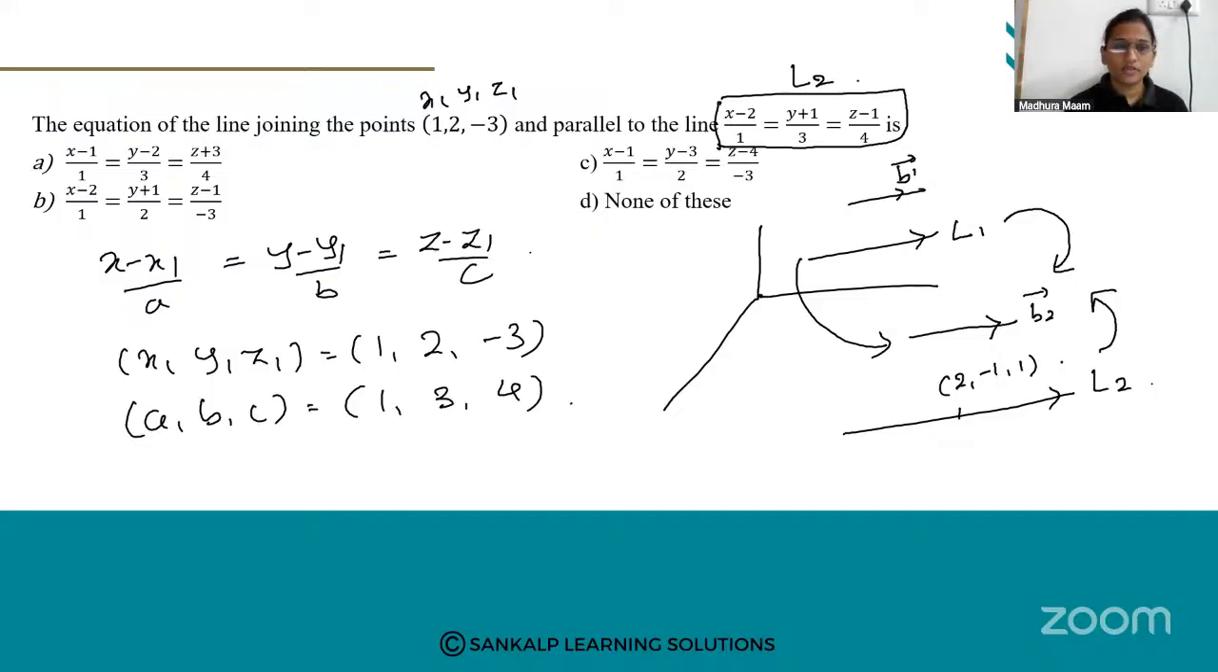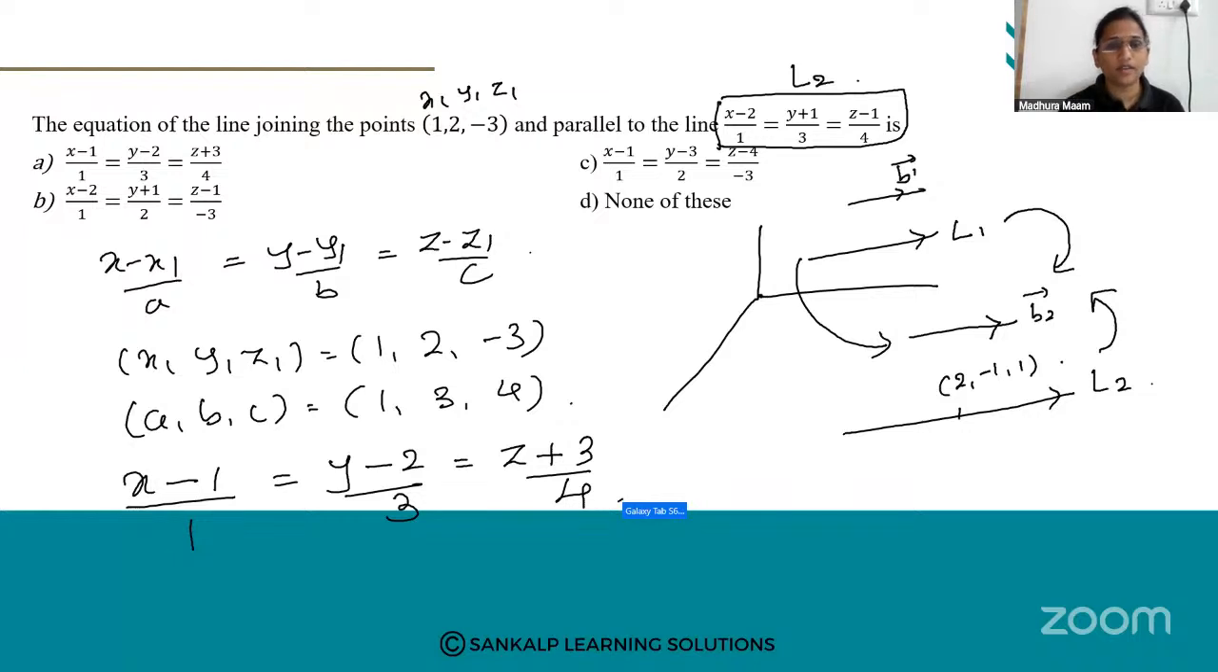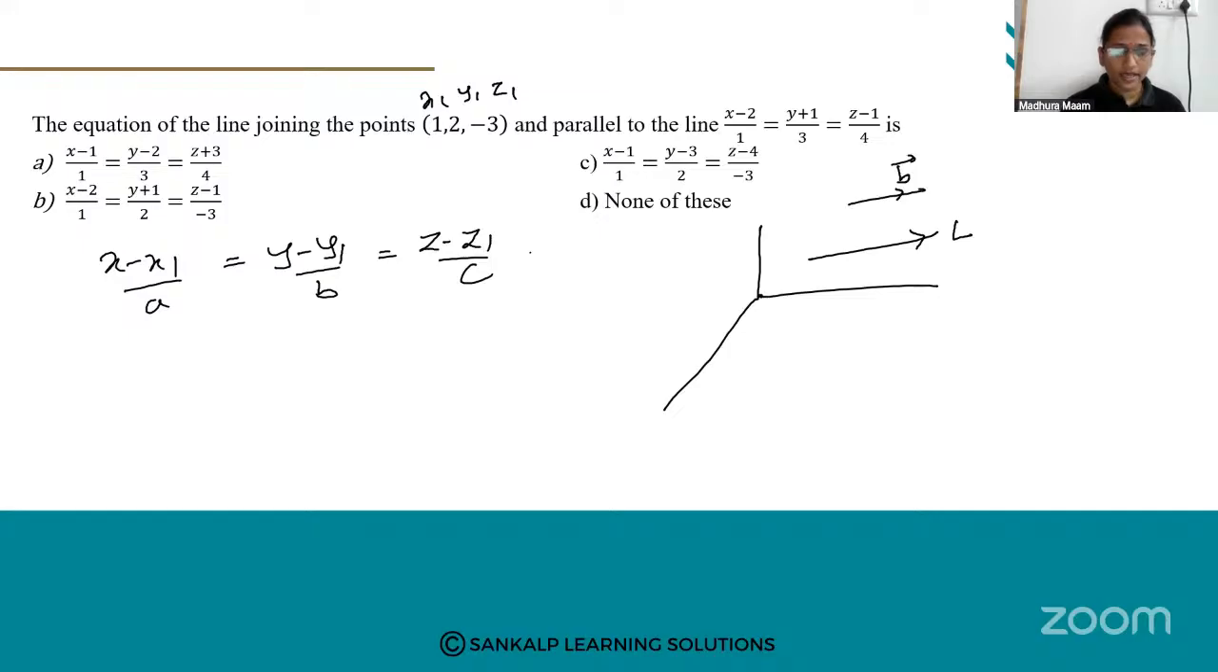Okay, so once we have this, we can definitely write the equation of the line. This is x minus 1 by 1, y minus 2 by 3, z minus of minus 3, that is z plus 3, divided by 4. So this is your required equation of the line L1. Which option is this? Option A is your correct answer. Here I have used it diagrammatically; you can also use proportionality, anything is fine.